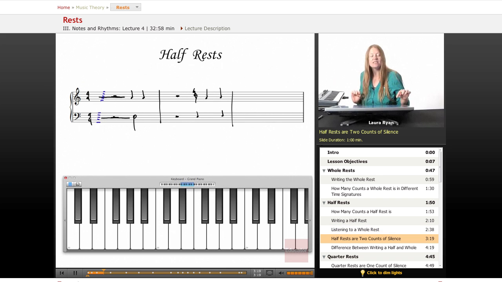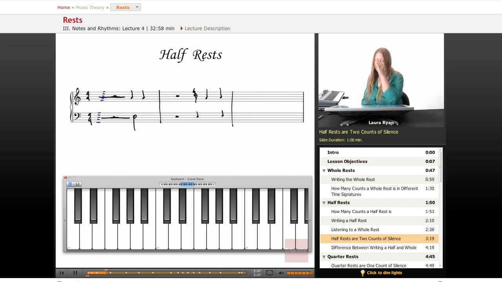For the half rest that we were just exploring, we need 2 counts of silence. So in the time signature of 4/4, we'll take an F sharp. I'm playing a half note. I'm playing for 2 counts, and I'm resting for 2 counts. This is what it sounds like. 1, 2, rest, 2. That's how long a half rest is.